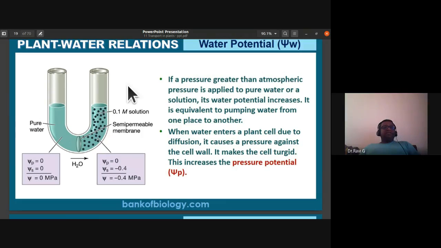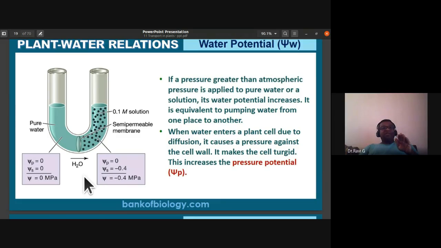The next part is if a pressure greater than atmospheric pressure is applied to pure water. If you are applying a pressure greater than atmospheric pressure to pure water or a solution, its water potential increases. The higher the pressure applied above atmospheric, the higher the water potential. So it is equivalent to pumping water from one place to another.